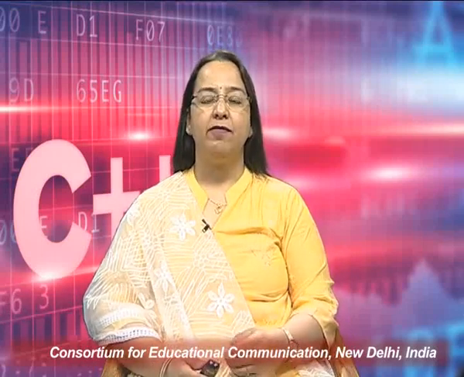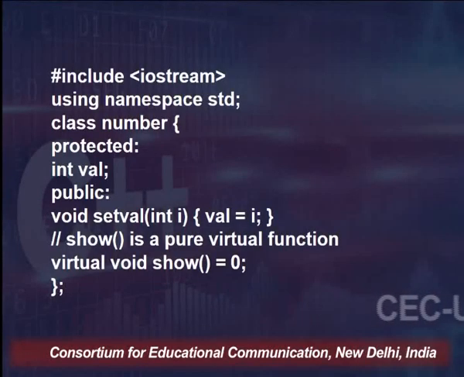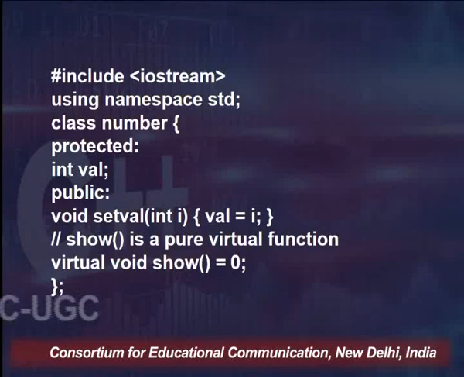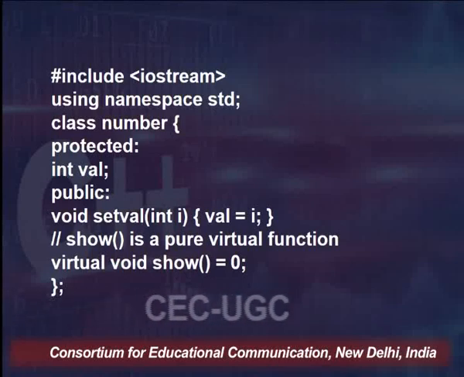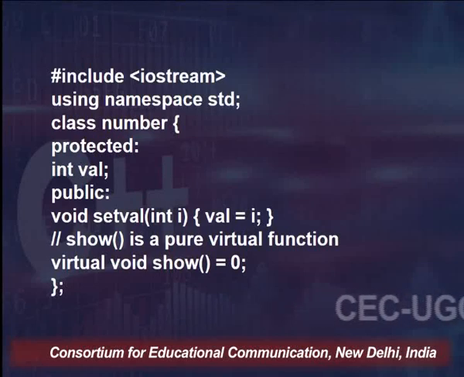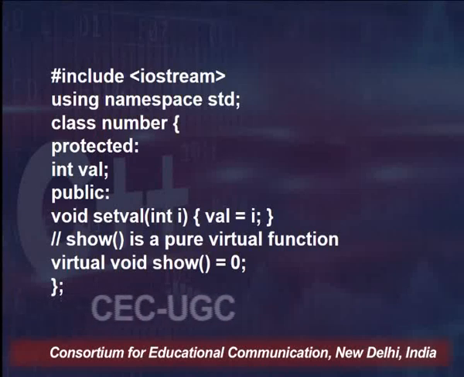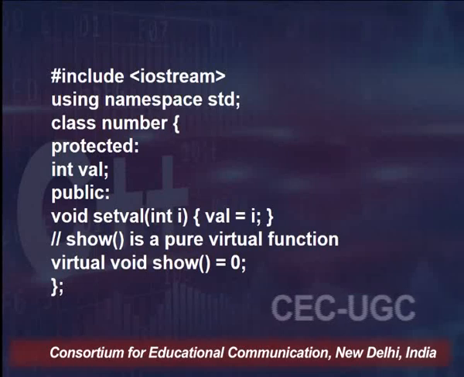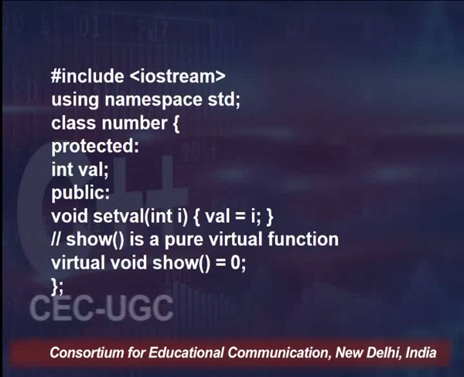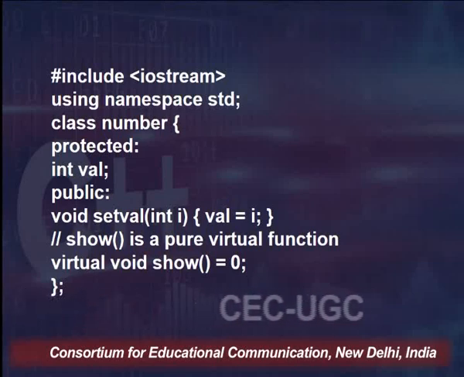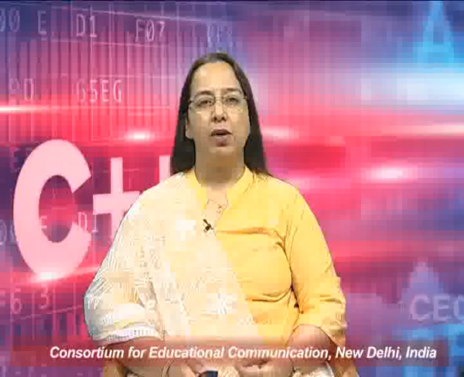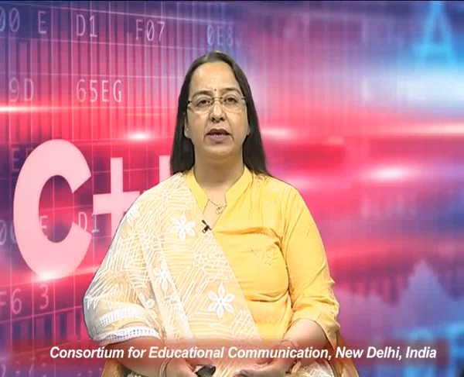Here we have one class number in which, instead of public, we have a protected data member int val, and inside the public section we have setVal, which has an integer i as the parameter, and the value of that parameter is given to the variable val. And by using virtual void show equals to 0, we have made show a pure virtual function. Now, after this we are going to define the 3 derived classes of this base class number.